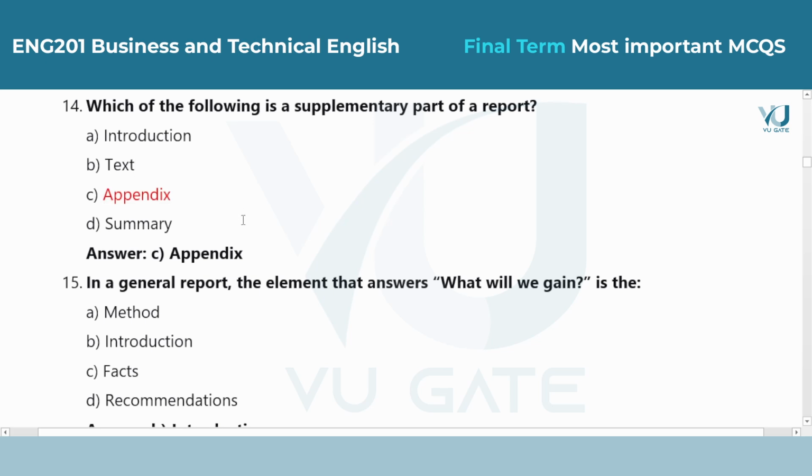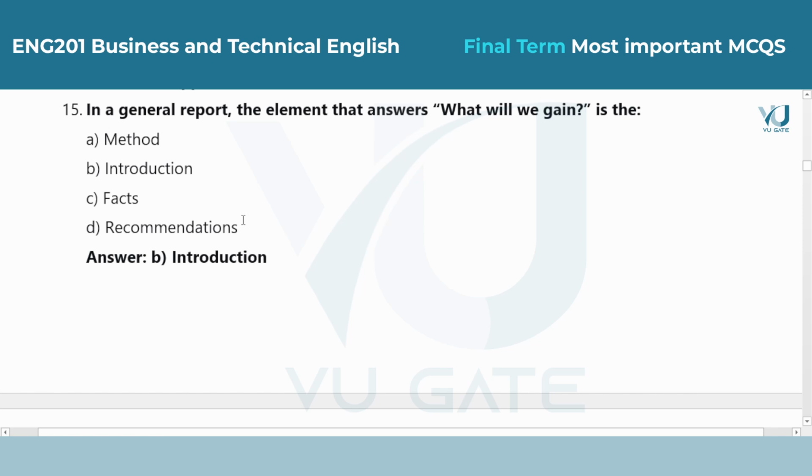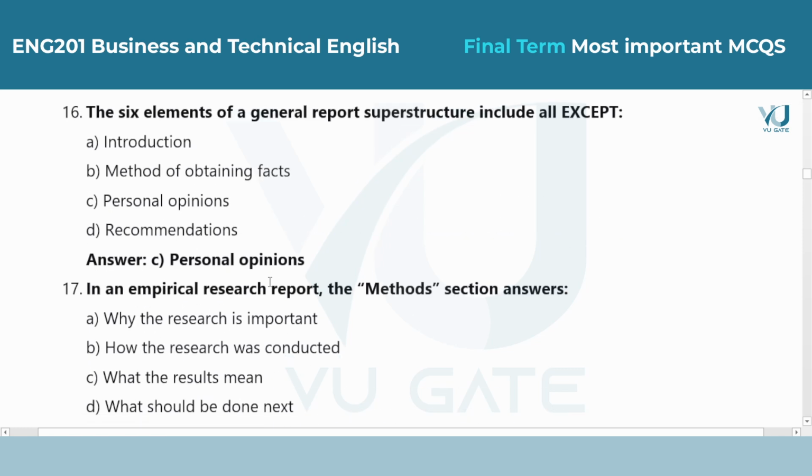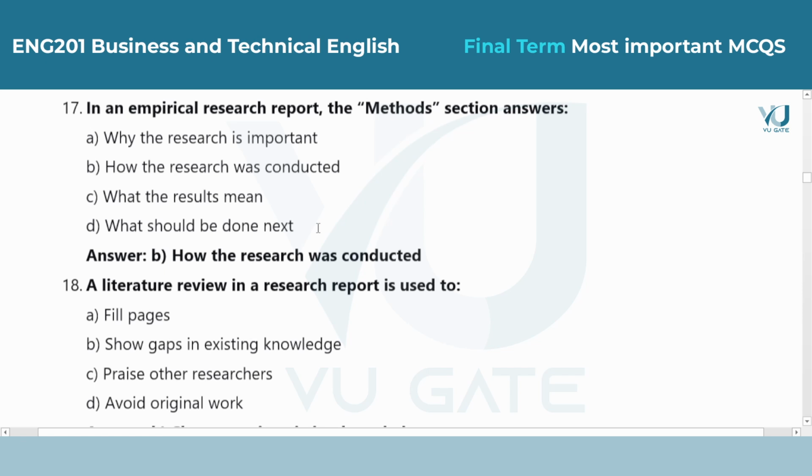15. Question. In a general report, the element that answers what will we gain is the, answer, B. Introduction. Concept. The introduction sets the stage by explaining the benefits and objectives of the report's findings. 16. Question. The 6 elements of a general report superstructure include all except, answer, C. Personal opinions. Concept. Professional reports must remain objective and rely on verified facts rather than biased personal feelings.